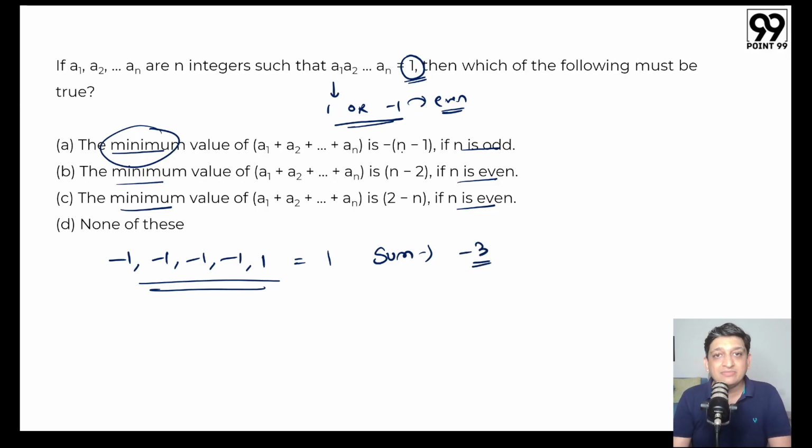So what is the minimum sum? Is it minus of n minus 1? So in this case n was 5. 5 minus 1 would have been 4. Minus 4 is definitely not possible. So A is not true.